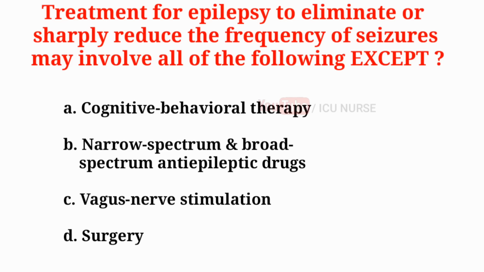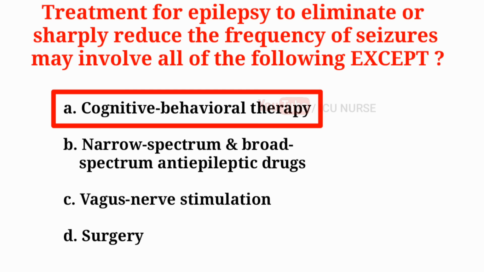Treatment for epilepsy to eliminate or sharply reduce the frequency of seizures may involve all of the following except A. Cognitive behavioral therapy, B. Narrow spectrum and broad spectrum anti-epileptic drugs, C. Vagus nerve stimulation, D. Surgery. And the correct answer is A. Cognitive behavioral therapy.